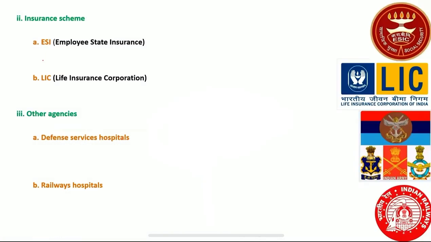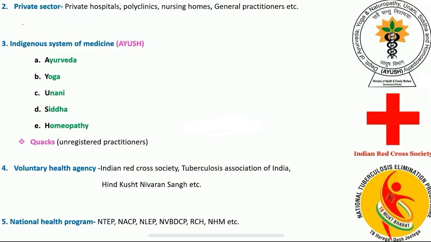We studied in detail about the public sector. Followed by the private sector. Private sector includes the private hospitals, the polyclinics, nursing homes, and the general practitioners, as listed out earlier. Followed by the indigenous system of medicine, Ayush, which includes Ayurveda, Yoga, Unani, Siddha, and Homeopathy. The quacks or the unregistered practitioners also come under this Ayush. Followed by the voluntary health agencies, which are Indian Red Cross Society, Tuberculosis Association of India, Hind Kusht Nivaran Sangh.